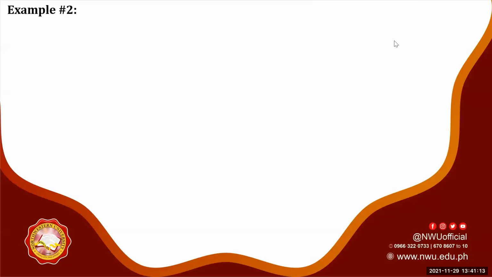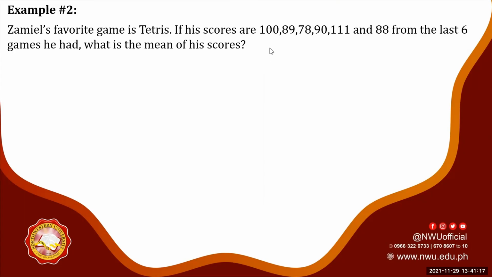So here is our example number 2. The context of our problem here is Zamiel's favorite game is Tetris. He recorded his different scores every time he played, and he recorded the following data. So, ang kanyang na-record ay 100, 89, 78, 90, 111, and 88.